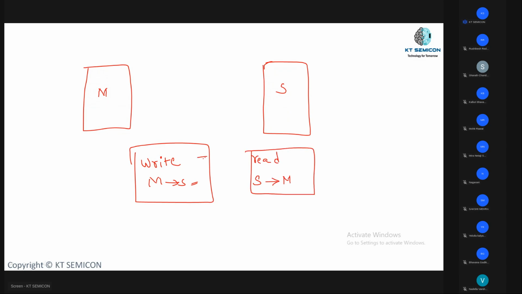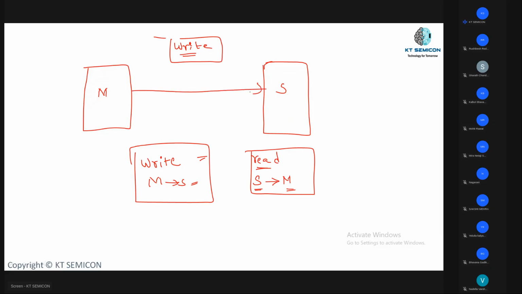In the case of write operation, the data flow is from master to slave, and in the case of read operation, the data flow is from slave to master. Okay, now let us consider we are performing a write operation. So in the write operation, let's say master is sending some random data to the slave.